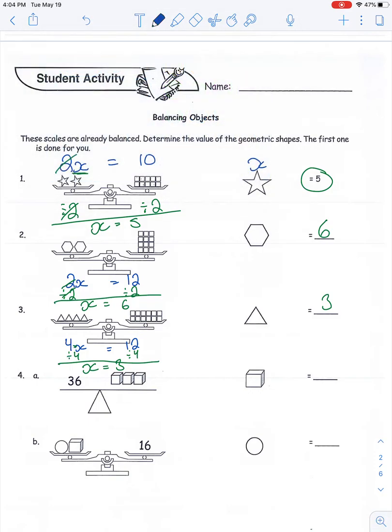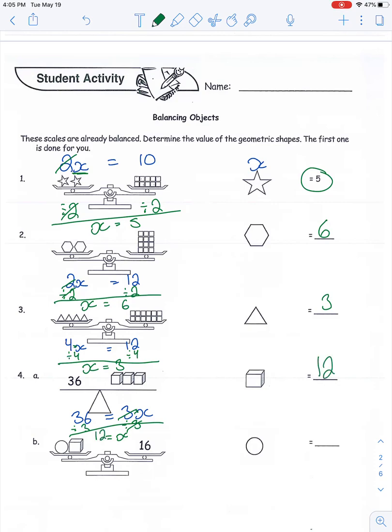Okay, next one, this is actually not really as bad. We have 36 on one side, and then we have 3 x's on the other. We have to get the x all by itself. What's attached? Times 3. So what's the opposite function? It is divide by 3. Okay, so these are gone. That means we have x equals 36 divided by 3, which is 12.